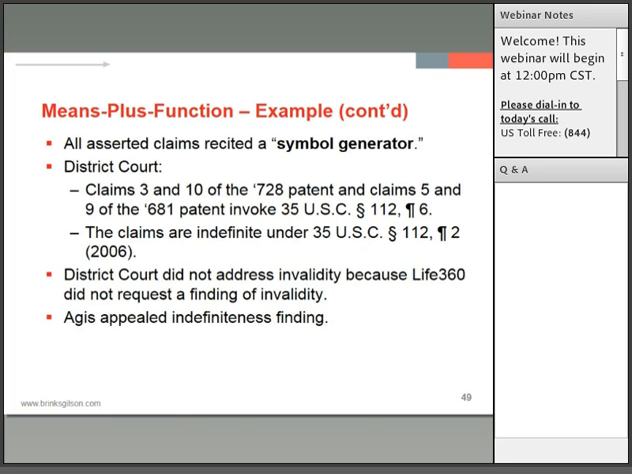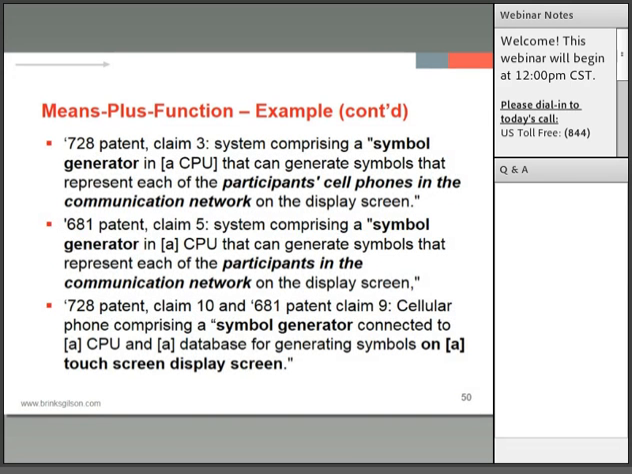Because Life 360 had not asserted that the claims were invalid, the district court made no decision on that issue. But the patent owner appealed the indefiniteness rejection, and that's how the Federal Circuit came in. And these were the claims.